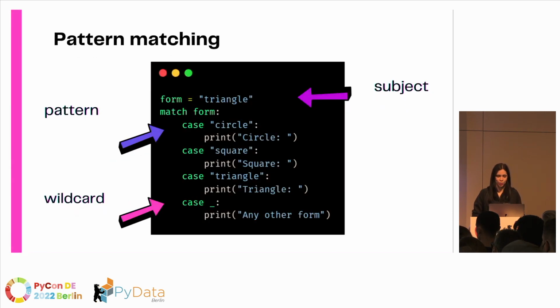I wanted to bring up the naming, because when you are looking at the documentation, you stumble upon these names, and sometimes you wonder, what is it, a wildcard, or what is the subject they are talking about? So a subject is something that you're going to be testing against some patterns. Here the subject would be triangle, which is in a variable called form. The pattern would be every case statement, which has some sort of pattern that you want to match it with. And the wildcard is when you don't match anything and you still want to do something with your code. So it's like the else of the if else.